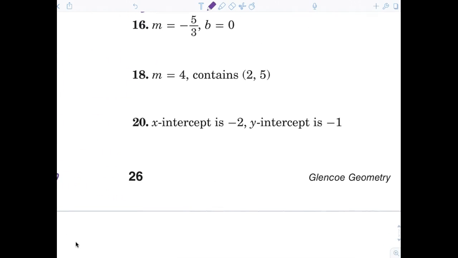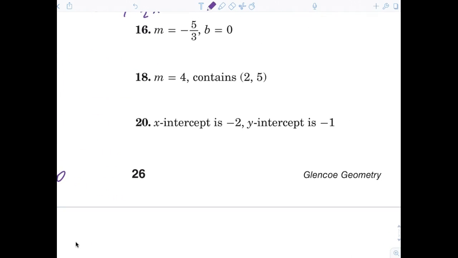All right. Now, if we were doing 20, if the x-intercept is negative 2, that's the point negative 2, 0. If the y-intercept is negative 1, it's 0, negative 1. Everybody happy with that? All right. So for some reason, kids forget that when they say the x-intercept, the y value is what? 0. Just like when they say the y-intercept, kids forget the x value is what? 0. All right, does everybody hear me on that? Yes.